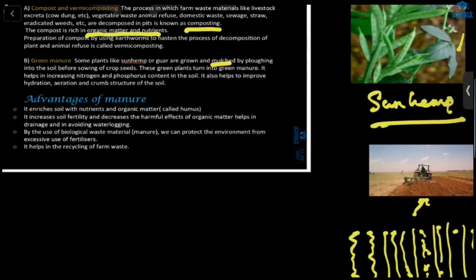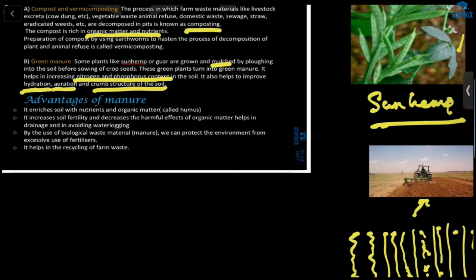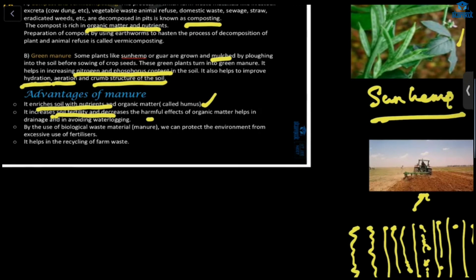So this will increase the nitrogen and phosphorus content. Also, it will improve hydration, the water, and aeration, the air can come. Then crumb structure, the structure of the soil, will be improved. So what are the advantages of manure? It will enrich the soil in organic matter, which is called humus. And it will also increase soil fertility and decrease the harmful effect of organic matters. Also, it will avoid water clogging.